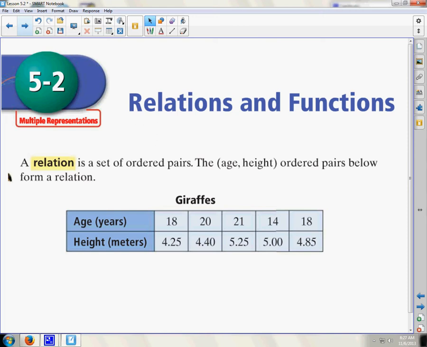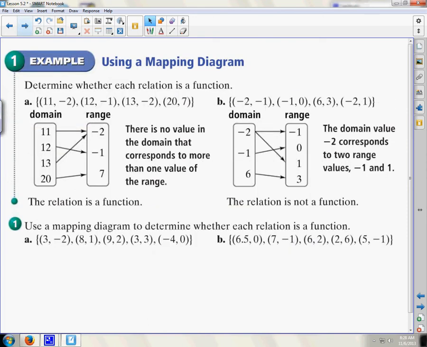The age and height ordered pairs below form a relation. So if I were to write this relation, I would write 18, comma, 4.25. That's an ordered pair, and all of these ordered pairs together form a relation. First, what you're going to have to do is determine whether each relation is a function.